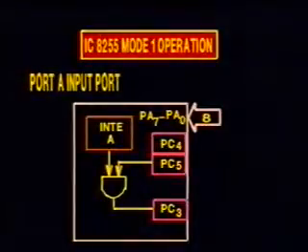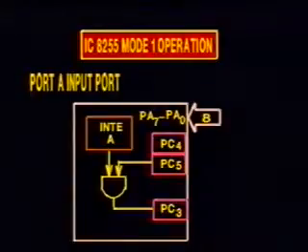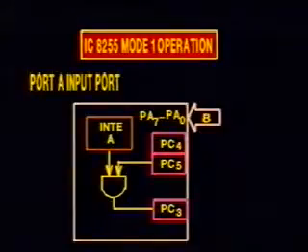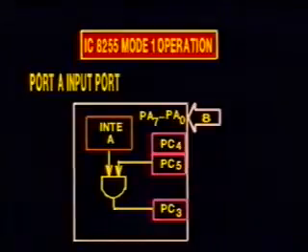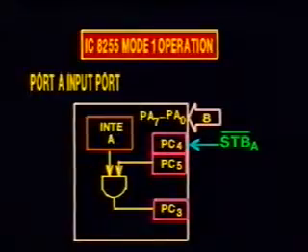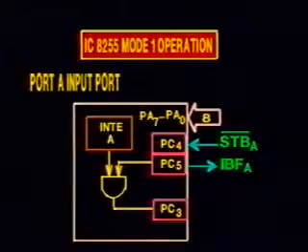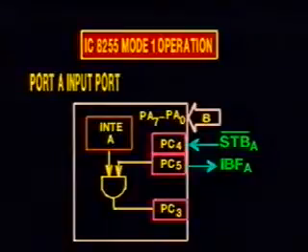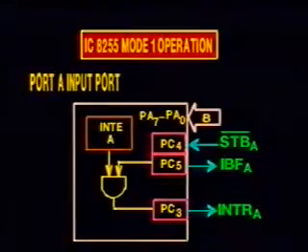Now let us go on to learn the details of mode 1. Under mode 1, let us study how port A can be used as an input port, and certain bits of the port C will be used as control signal for this purpose. Bit 4 of port C is used as the strobe input. Bit 5 of port C is used as input buffer full signal. Bit 3 is used as the interrupt signal.